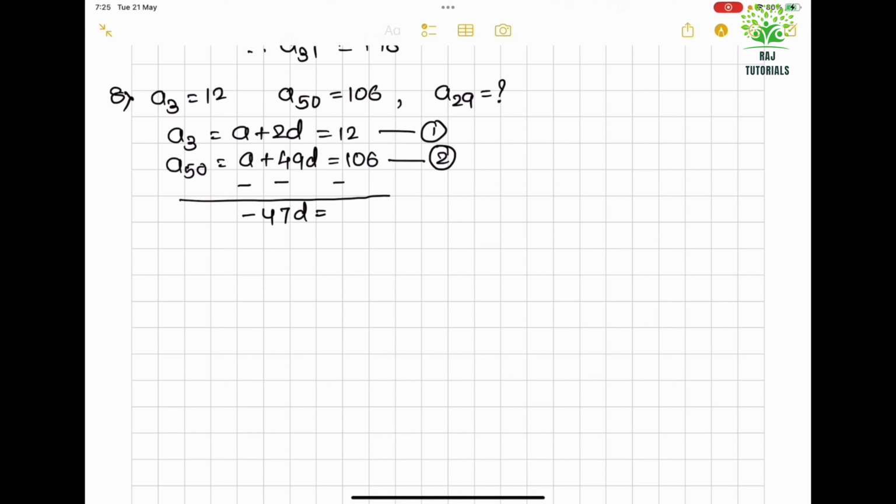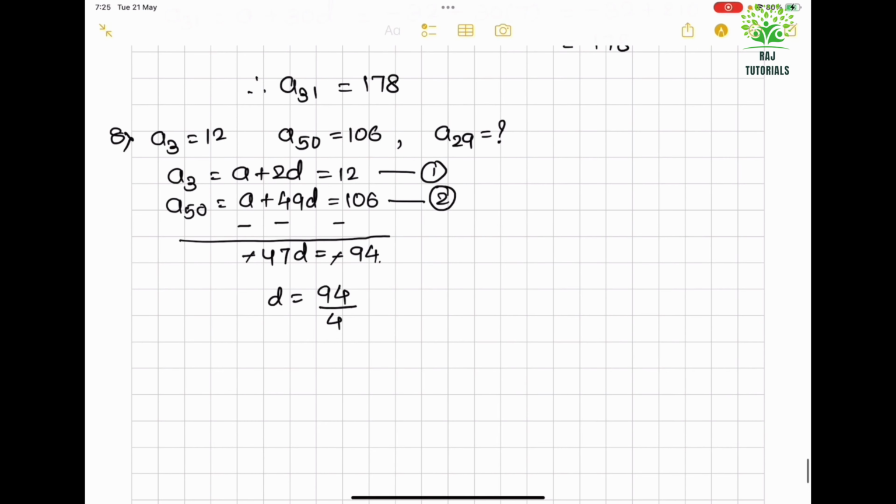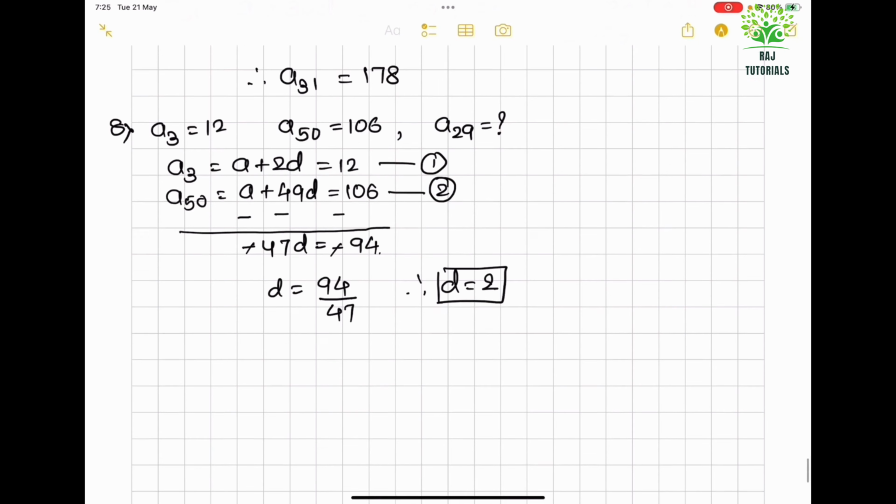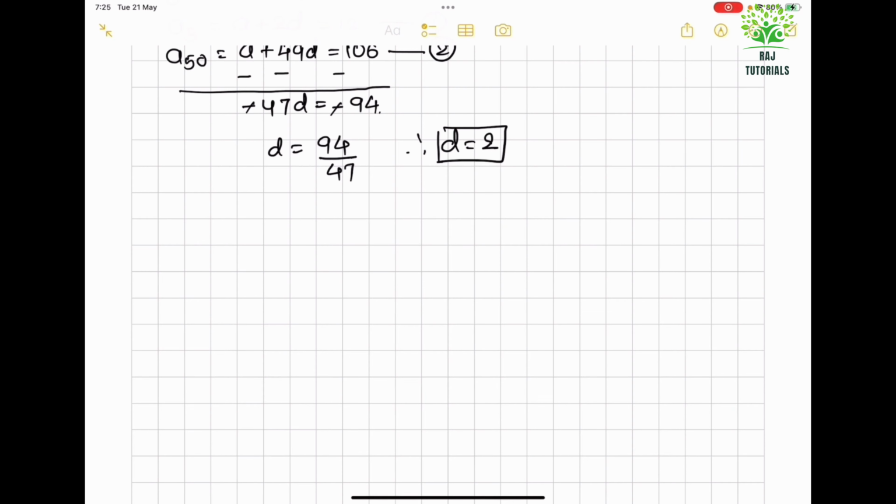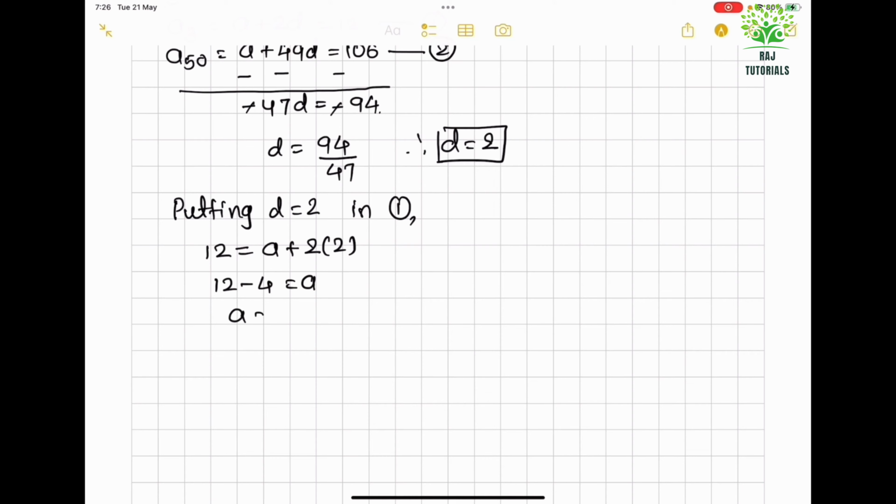Now subtracting them, minus 47D will be equal to minus 94. So minus minus cancel. So D equal to 94 by 47. So therefore D equal to 2. Now I got the value of D. I will be putting the D value. Putting D equal to 2 in equation 1, I will get 12 equal to A plus 2 into 2. So 12 minus 4 equal to A. So A equal to 8.